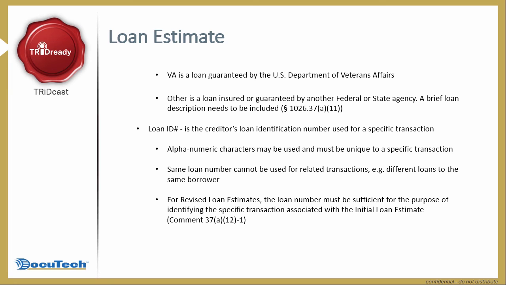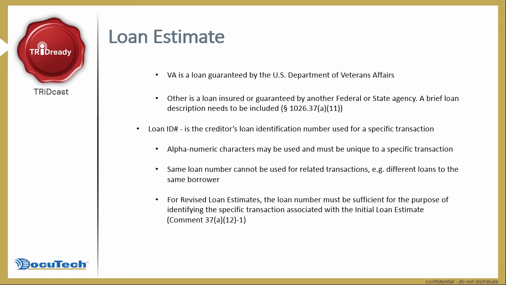And now Fred is going to discuss loan identification number. So the loan identification number that needs to be disclosed on the form is the creditor's loan identification number that's used for the specific transaction. Now you're going to use alphanumeric characters, but the number that you use has to be specific to the transaction. The reason for that is that we need to make sure that the borrower can keep all of the loan estimates or the closing disclosures that they receive for a certain loan transaction, that they can all be identified and grouped together. So that's why the loan ID has to be unique.